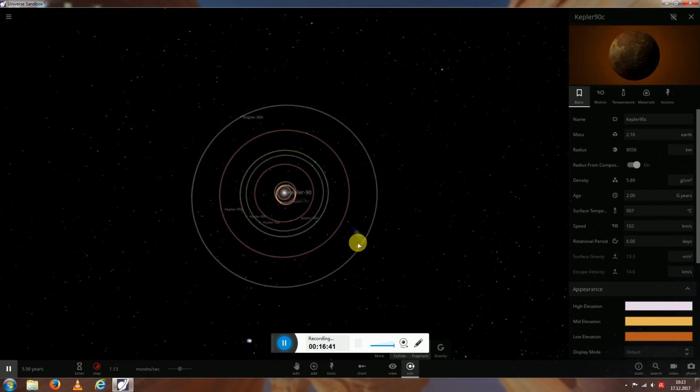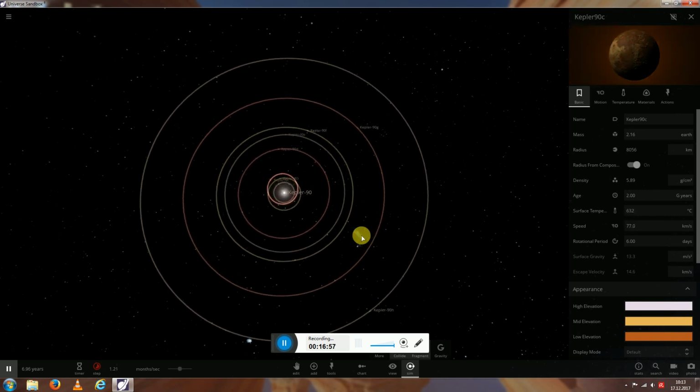Now the other three gas planets here seem to be in a relatively stable orbit. Kepler 90g and h seem to be in a stable orbit. It's just the inner three planets that seem to be out of whack. Maybe they will collide, I don't know.